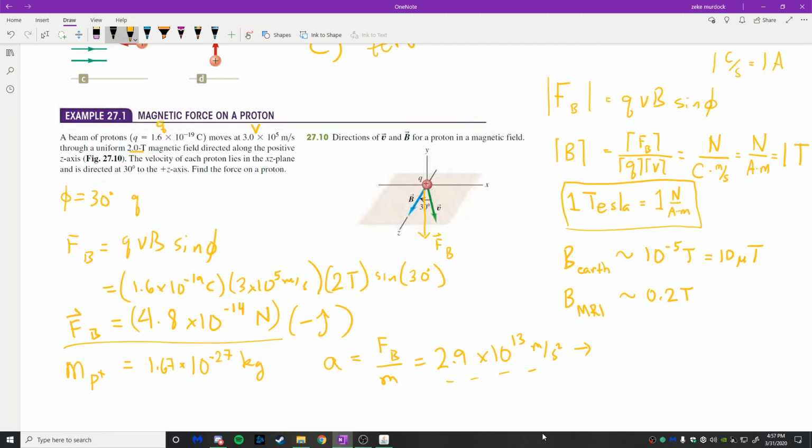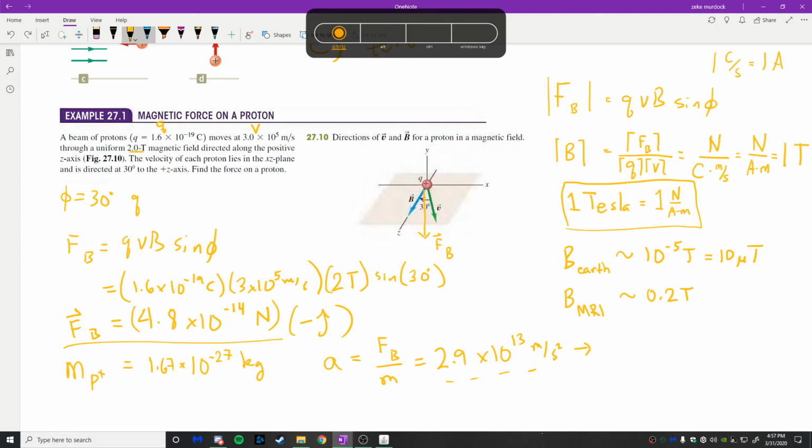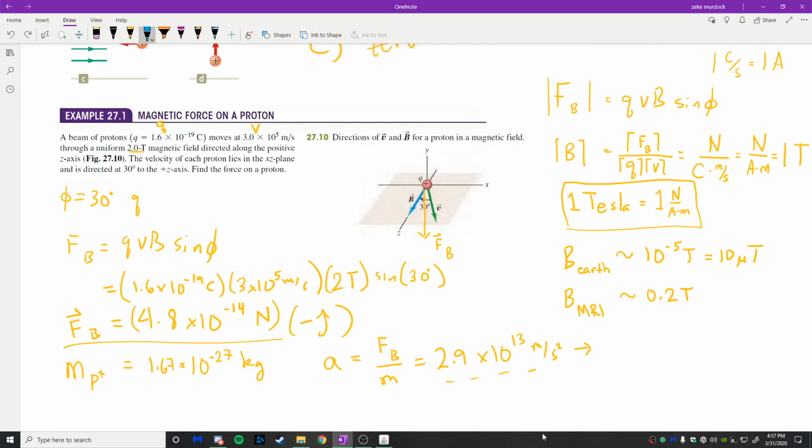Why won't it let me pick the black pen? Does it just not like the black pen? Let's pick the blue pen then. This is really weird. Oh, there it goes.